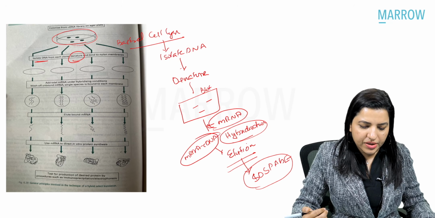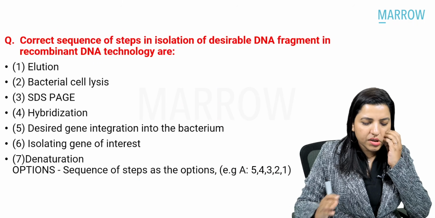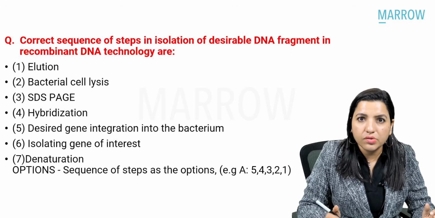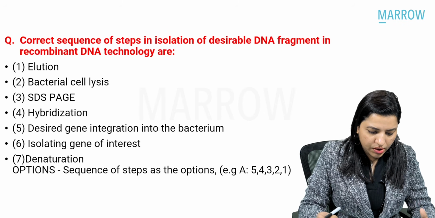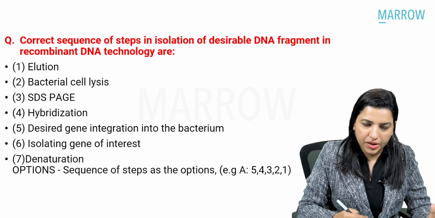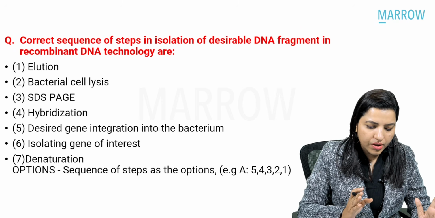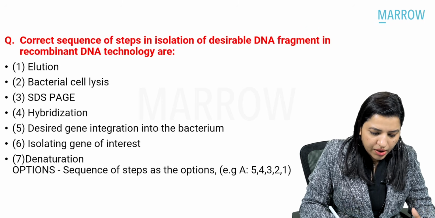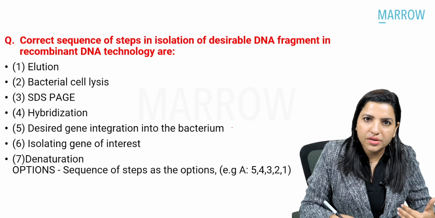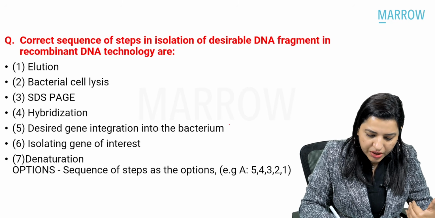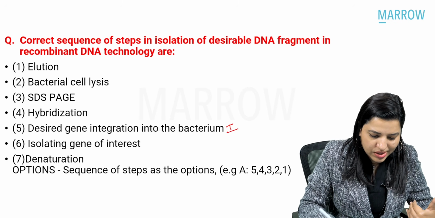So we will just see the question now. The correct sequence of steps of isolation of the desired DNA fragment. So first, in the set of list that is given here, what I feel the first should be the desired gene integration into the bacterium. That is recombinant DNA technology. We are doing that. So this will be the first step.